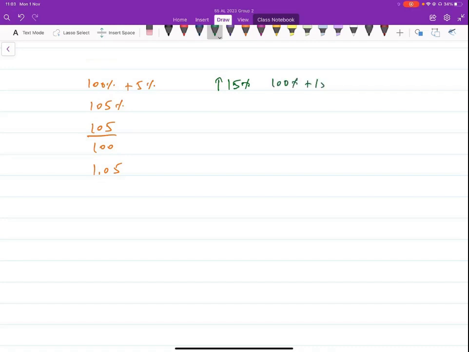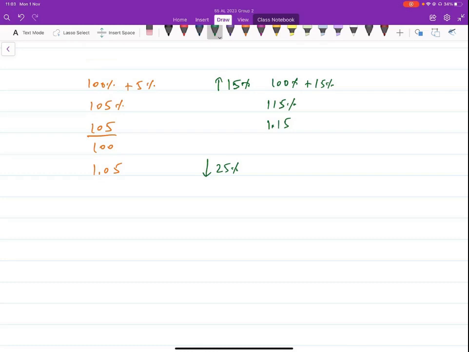100% plus 15%. What does that give you? 115%, and that's equivalent to 1.15. If you wanted to increase something by 15%, you would just multiply by 1.15. Is that okay? Similarly, if you wanted to decrease something by, let's say, 25%, what about that? क्या करेंगे? 75 over 100, which is the same thing as 0.75. So you multiply by 0.75 for that.